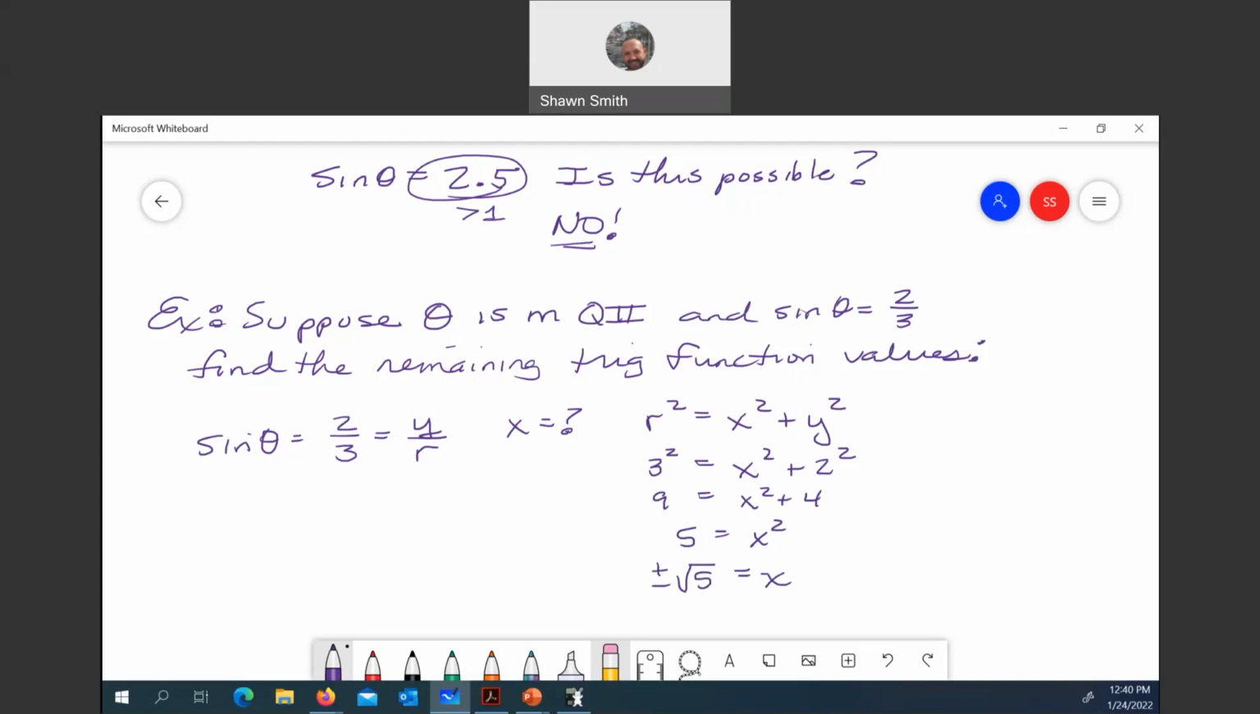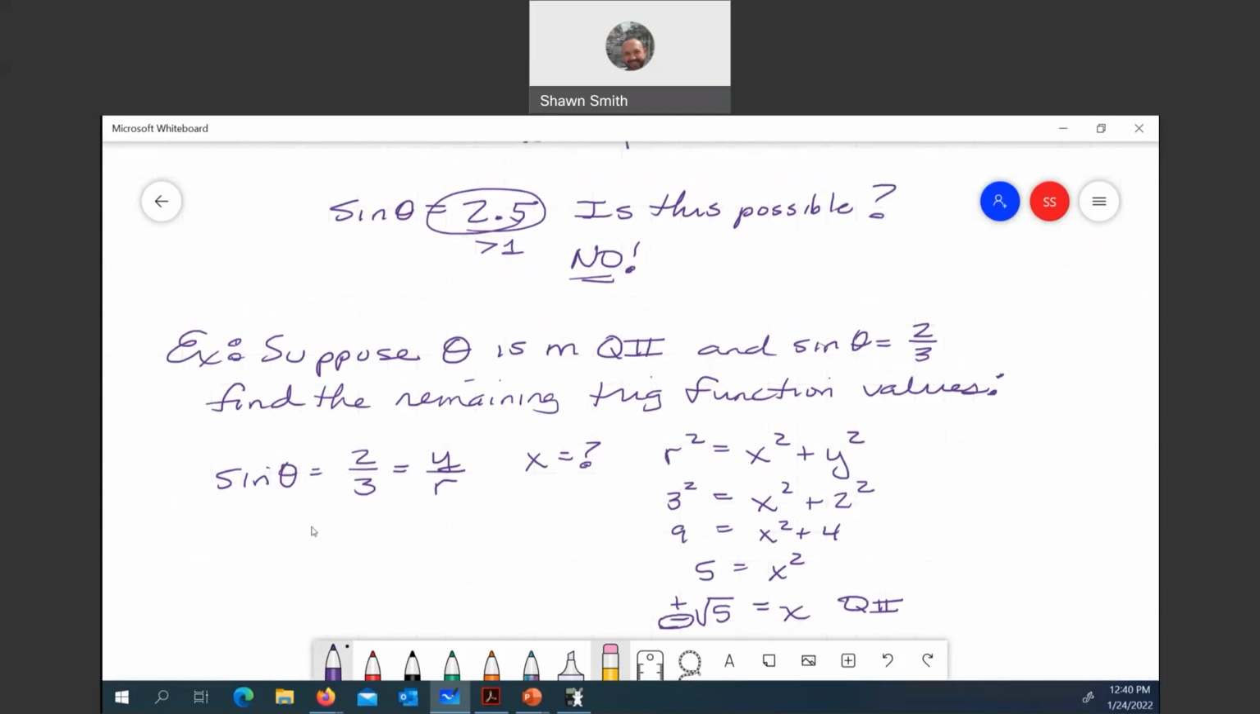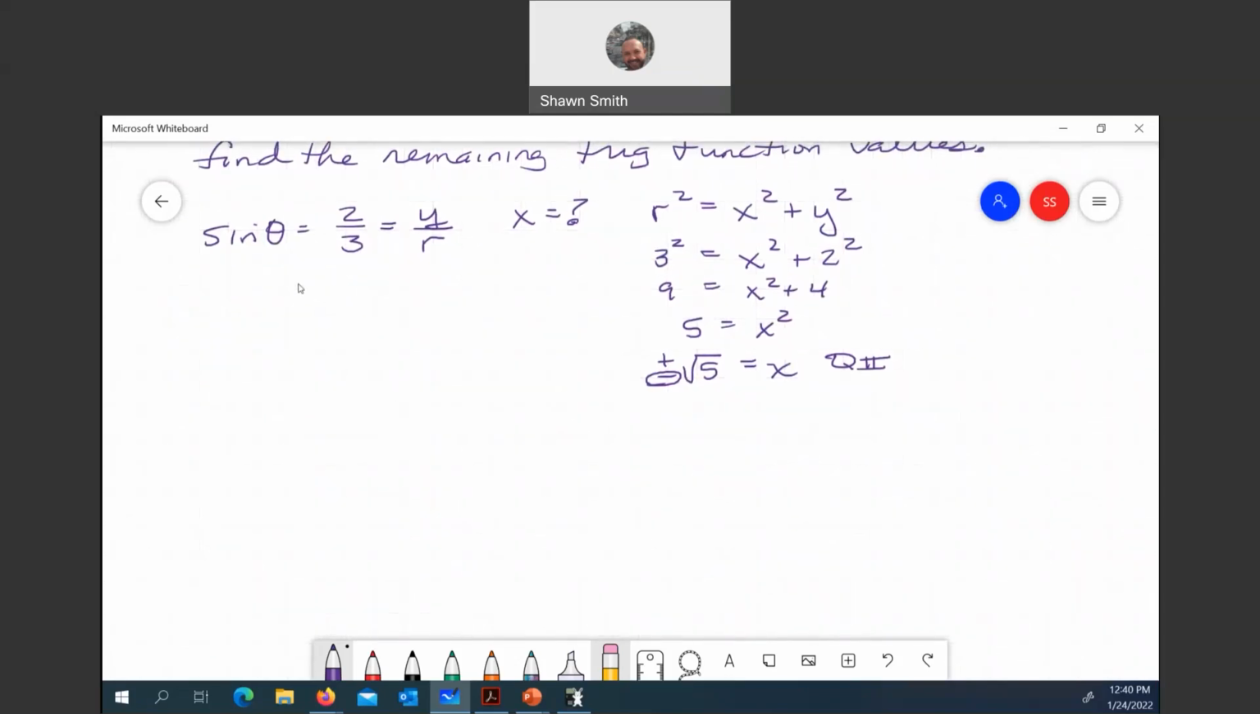Solve for x. But now we need to make a choice. Is x positive or negative? Well, we're in quadrant 2. X is negative, right? All right, so from here, it's really simple. Now we can just fill in the blanks in a sense. Cosine is x over r. Our x is a negative square root of 5. Our r is a 3.